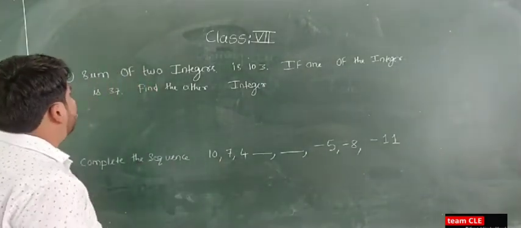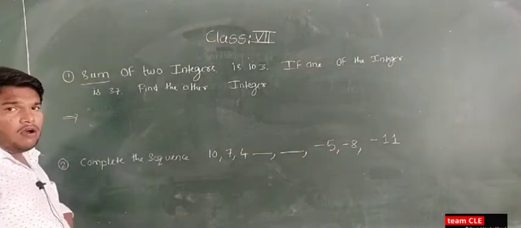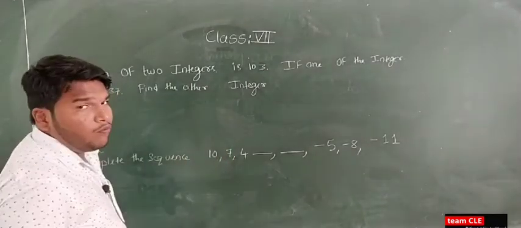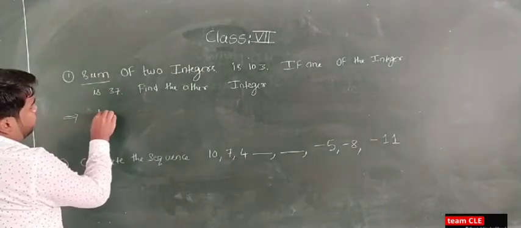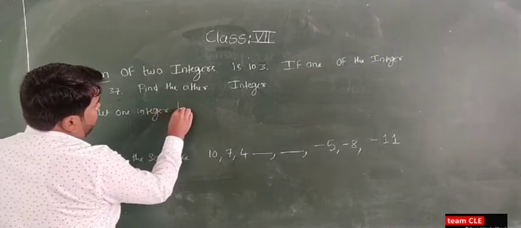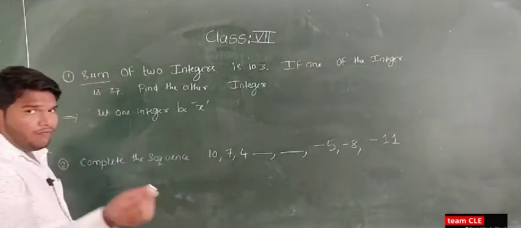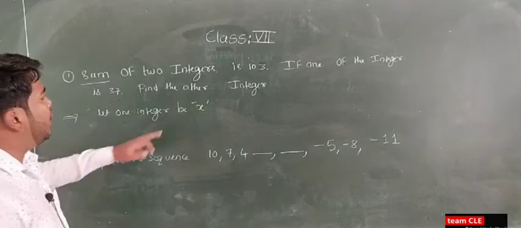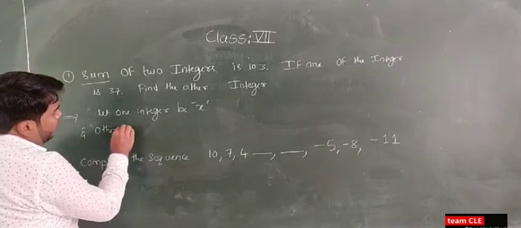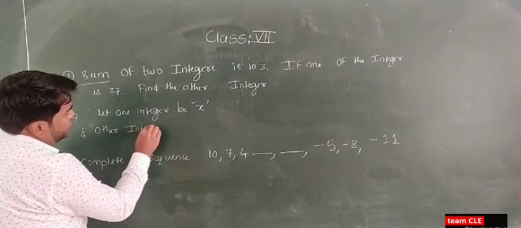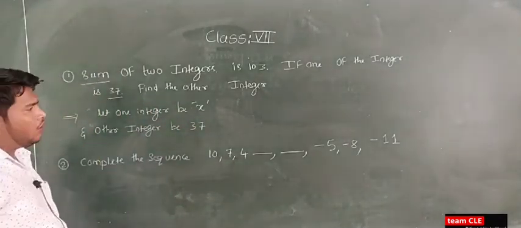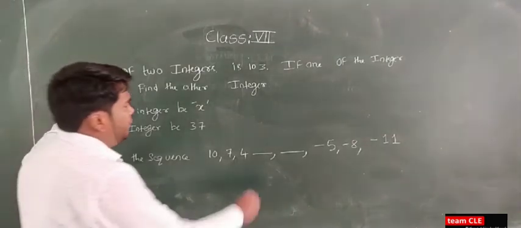Means here they are given the sum, means you already know we have a plus sign, and one integer they are given, that is 37. We need to find one more integer. So see here, let one integer be x. You may take any alphabet. Let one integer be x and the other integer be 37 as given in the question.